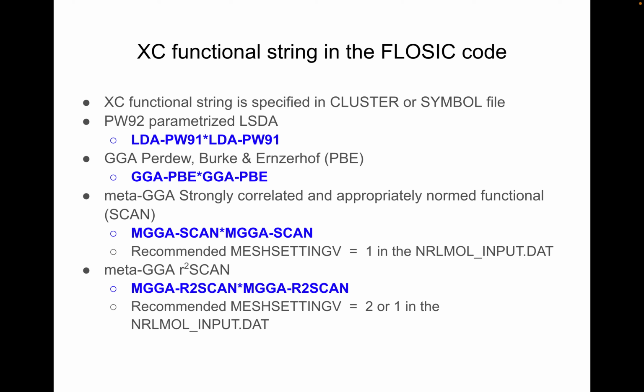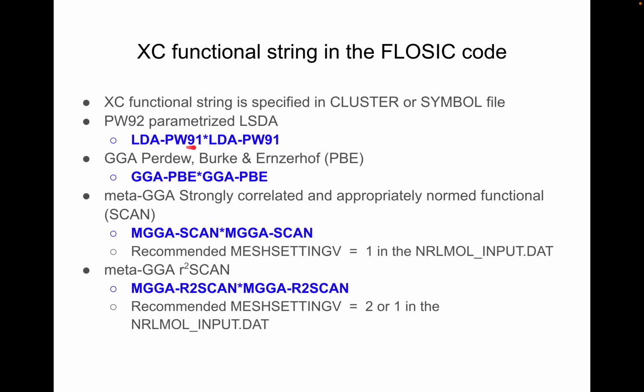To specify the exchange correlation functional in the FLOSIC code input file, you need to translate it to the appropriate string. And you can specify the functional string in either the cluster file or the symbol file. In the case of the PW92 LSDA, you use the string LDA-PW91*LDA-PW91. The first half of the string corresponds to the exchange functional, and the latter half of the string corresponds to the correlation functional.